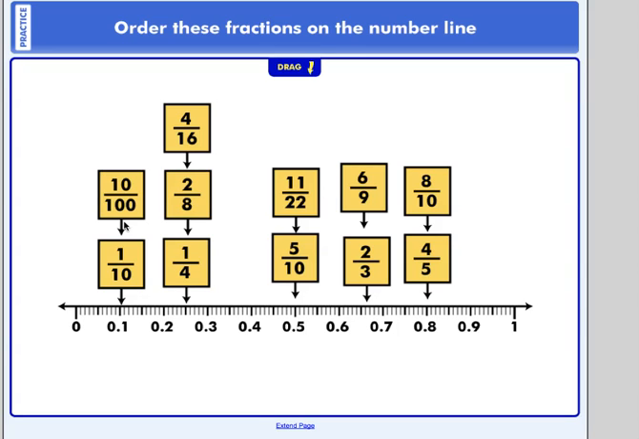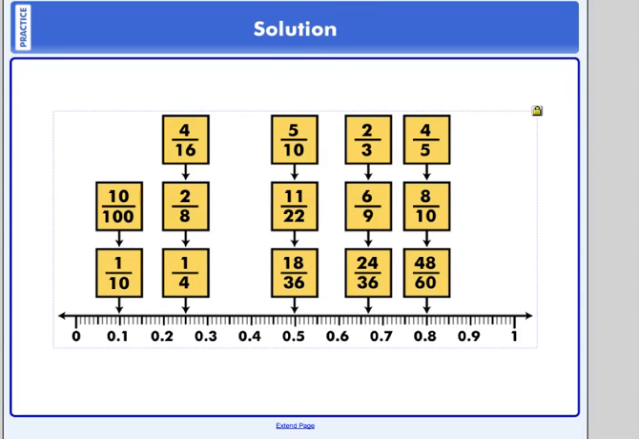Now that I have these on a number line, I can kind of see what their decimal equivalents would be, and also which ones are larger or smaller than others. And it looks like we did a good job.